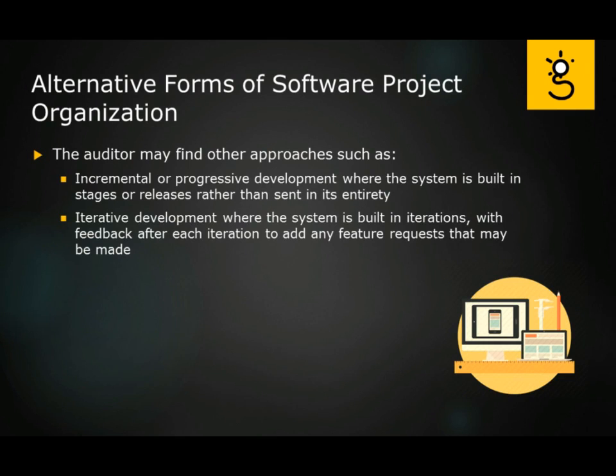Now, as an auditor, we might find other approaches to the development process, such as an incremental or progressive development, where the system is built in stages or releases rather than being sent in its entirety all at once. We might see an iterative development, where the system is built in iterations with feedback after each iteration, and then adding to that any feature requests that might be made.